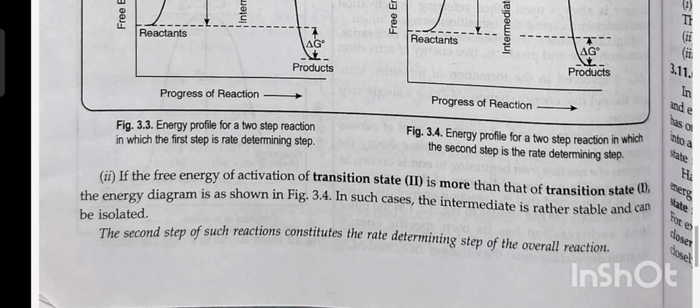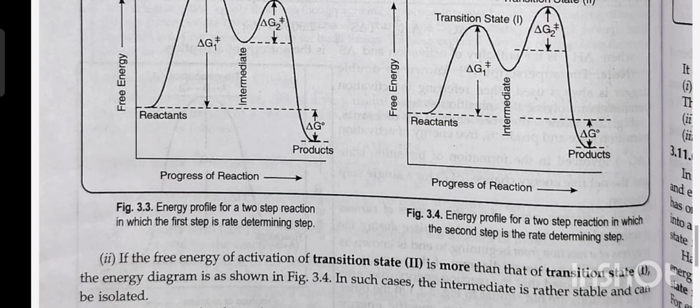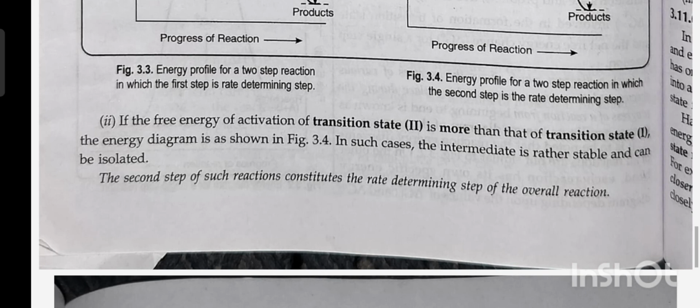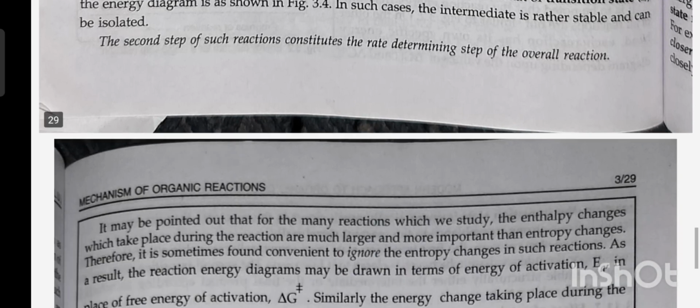In this case, the intermediate is rather stable and can be isolated. Figure 3.4: energy profile for a two-step reaction in which the second step is the rate determining step. The second step of such a reaction constitutes the rate determining step of the overall reaction.